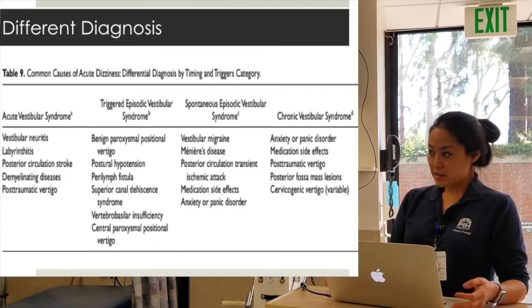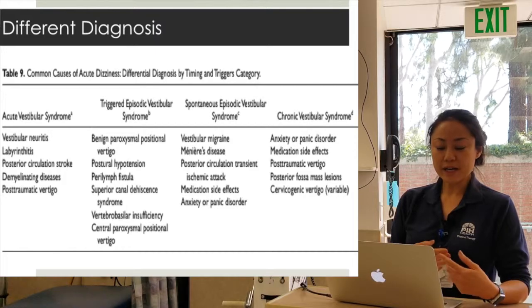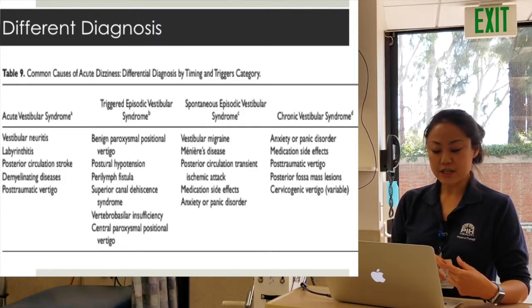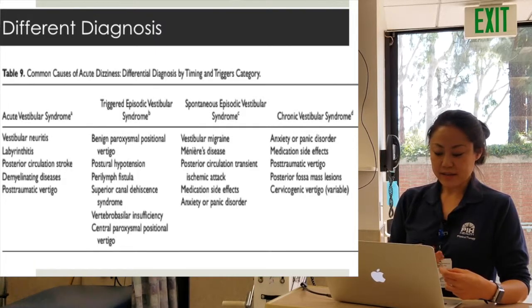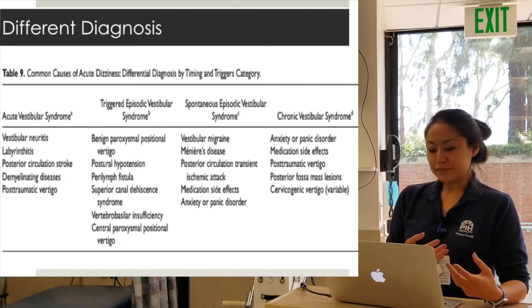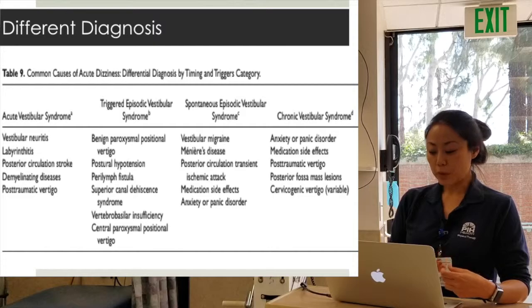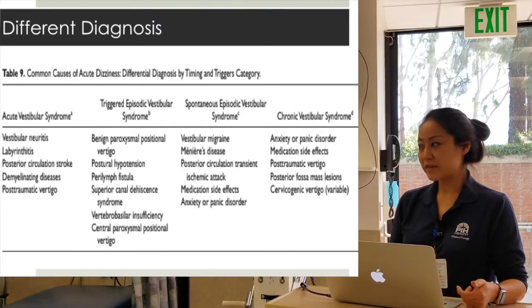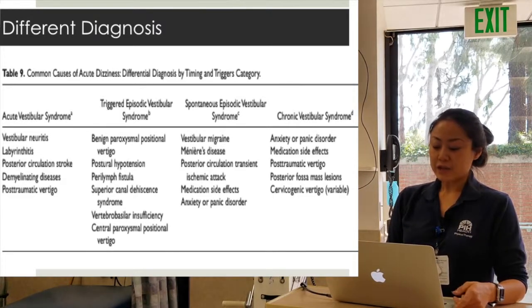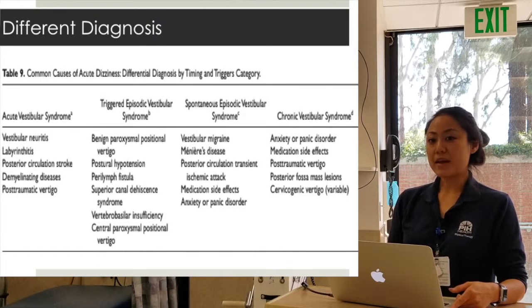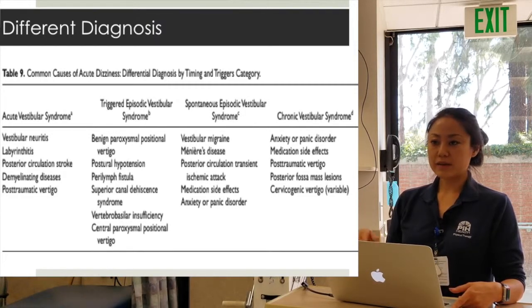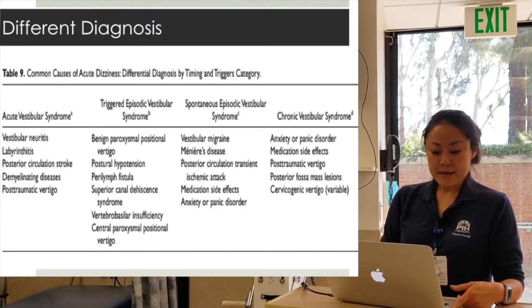Ototoxicity, that's another thing to look out for. Patients that are on cancer medications, loop diuretics, antibiotics like vancomycin, those are very strong and they can cause temporary or permanent damage to the hair cells or the vestibular cochlear nerve. For those people, if it's permanent damage, then you really want to focus on gaze stabilization and proprioception for their balance.